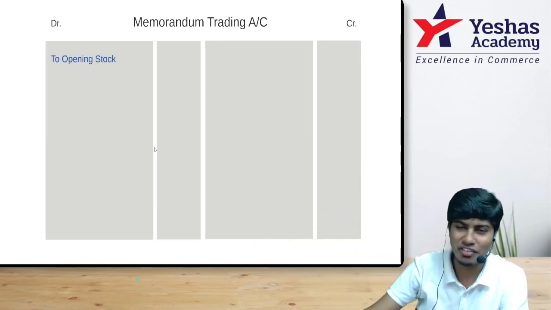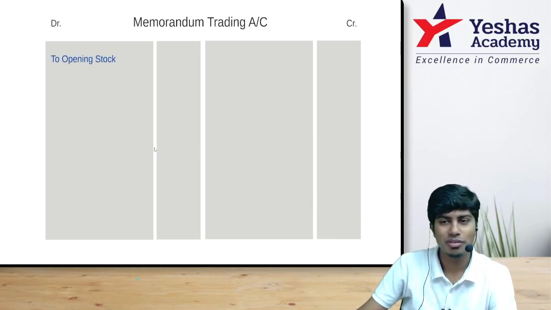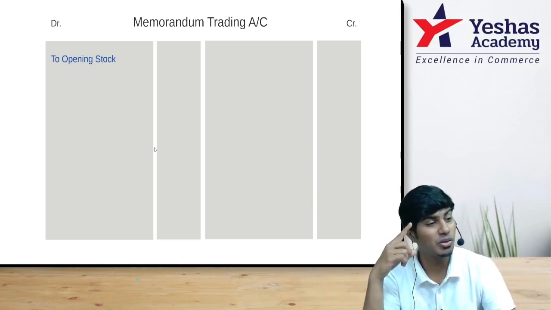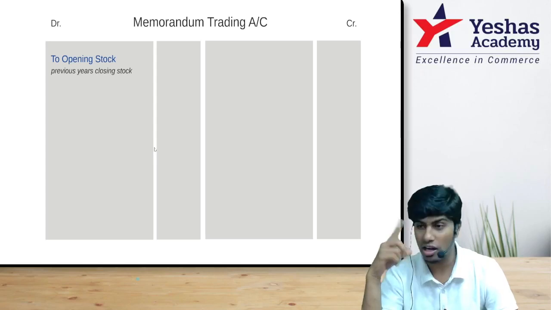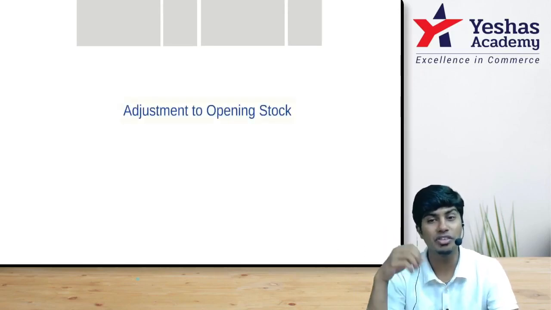First, we'll write opening stock. Where do we get opening stock from? Last year's financial statements will be closed. From last year we take closing stock, and that becomes opening stock. Then we would have to write purchases. When we write opening stock, there is a certain important adjustment that we need to know.